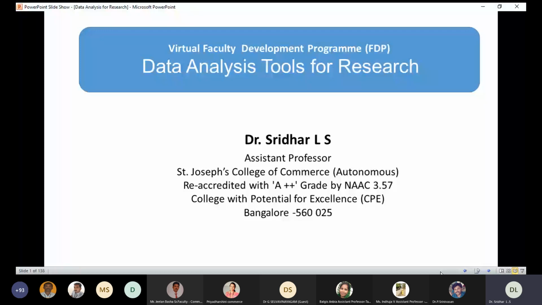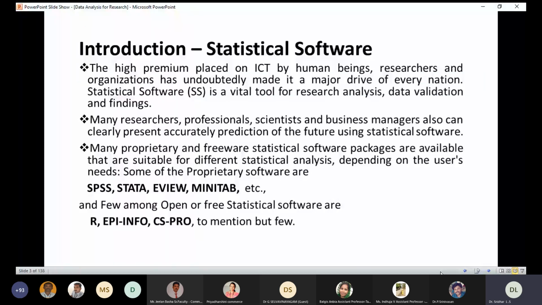And one by one, let me explain. Apart from all this software which is exclusively mentioned, the statistical softwares, Excel has also been used. People are using Excel as one of the softwares. It is used for many purposes, and there are a few tools which can be used with the help of Excel.